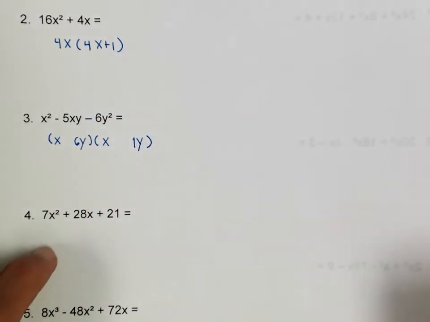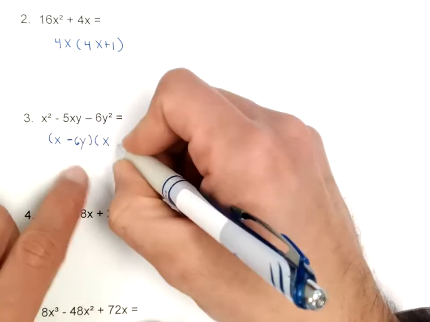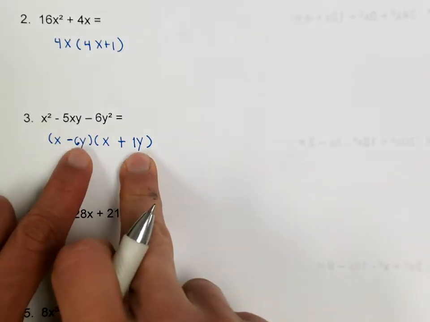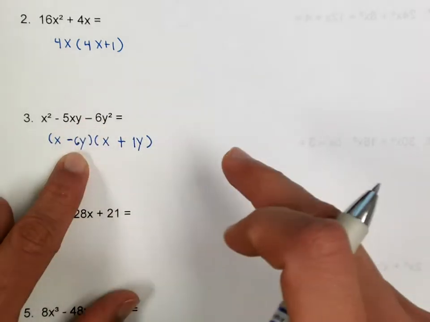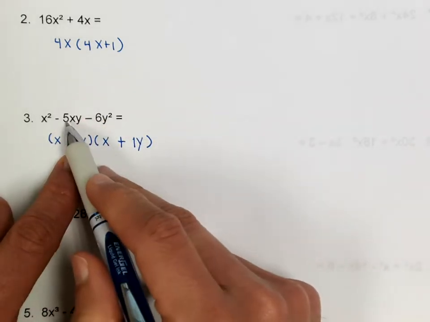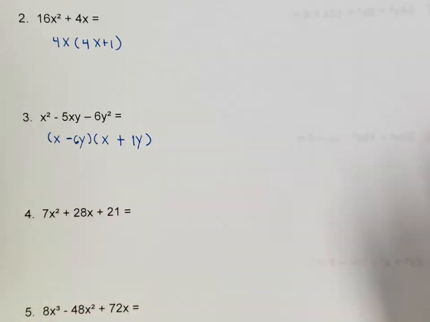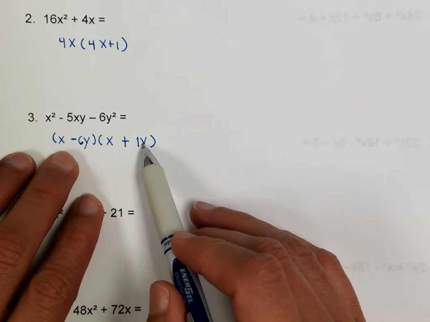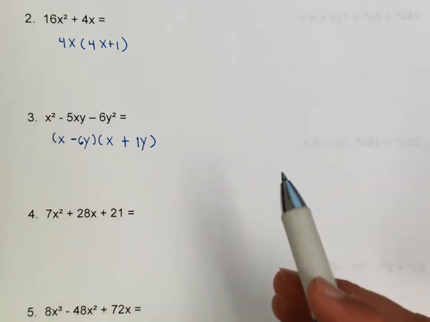Now remember, if this is going to be negative, my biggest factor is going to be negative and this one's positive. If you're not sure, just add those two together. Negative 6y plus 1y is negative 5y, well in this case xy, so you would basically FOIL this for that to make sense. If you multiply this times this, you get 1xy minus 6xy, which is negative 5xy.